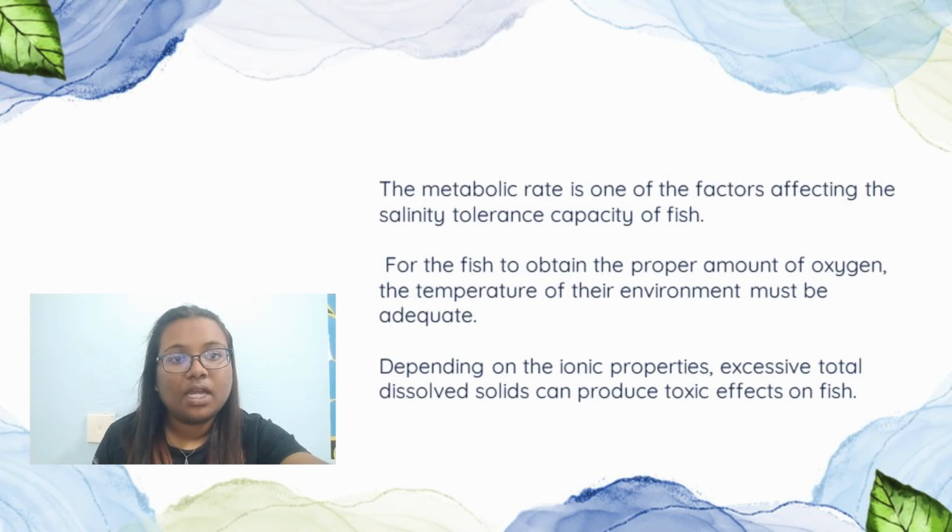The metabolic rate is one of the factors affecting the salinity tolerance capacity of the fish. For the fish to obtain the proper amount of oxygen, the temperature of their environment must be adequate. Depending on the ionic properties, excessive total dissolved solids can produce toxic effects on fish, causing reduced survival and reproduction rate.